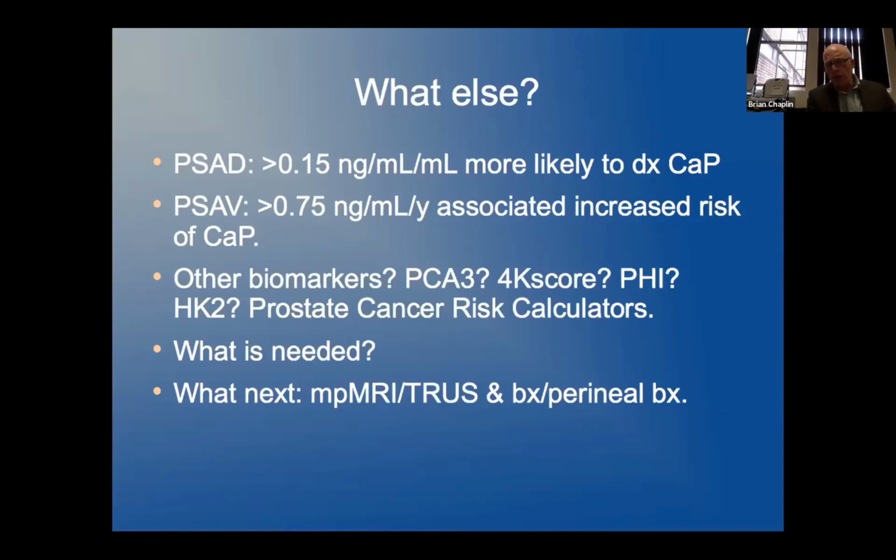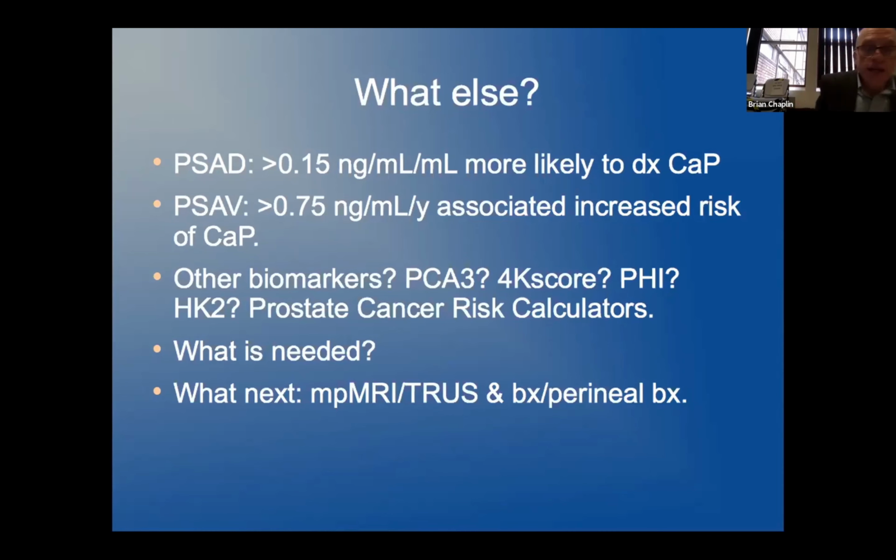What other factors have we got to help us? Well, there are various biomarkers, PCA3, 4K score, prostate health index, HK2, and there are prostate cancer risk calculators. Some of these come and they go and they wax and they wane, and they're of variable value. None of them have found mainstream acceptance in NHS practice in the UK.